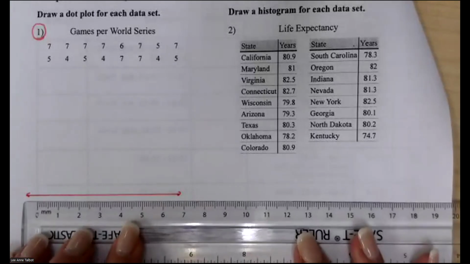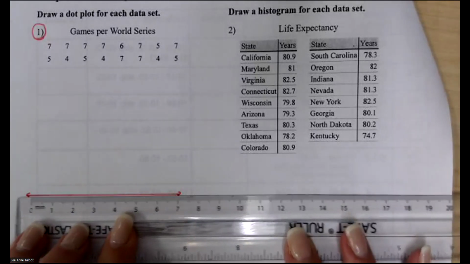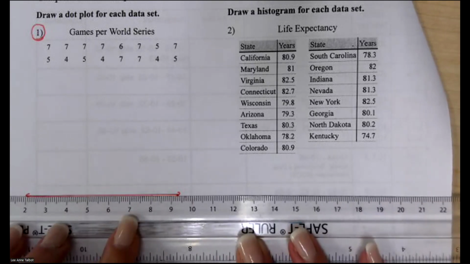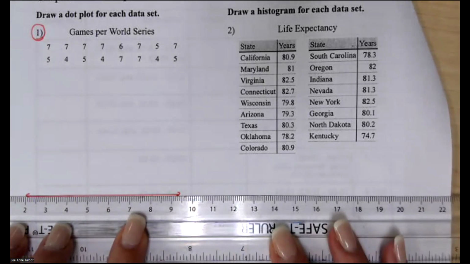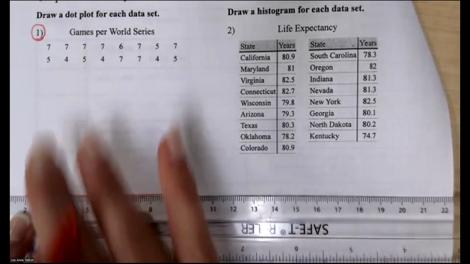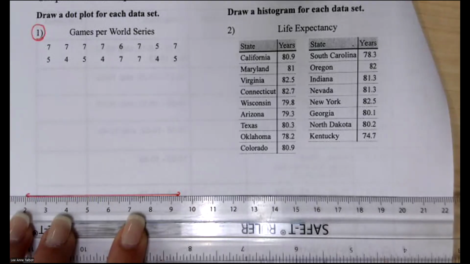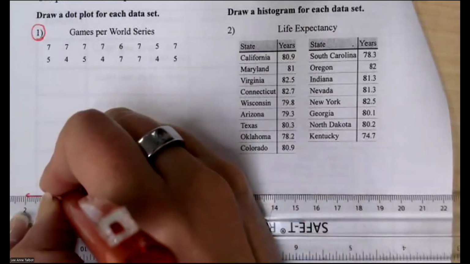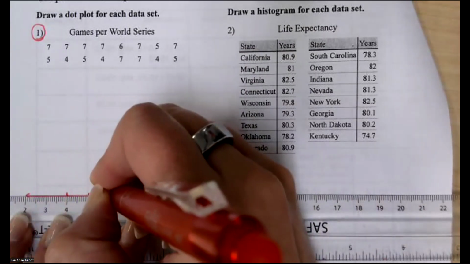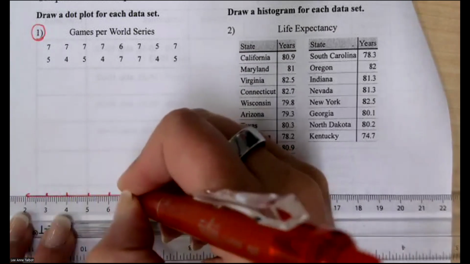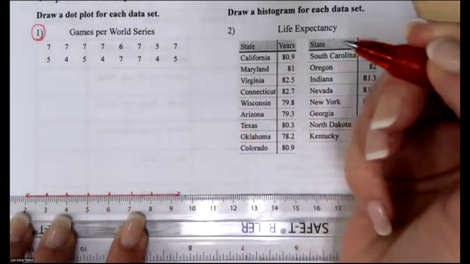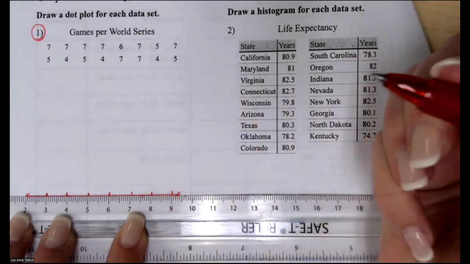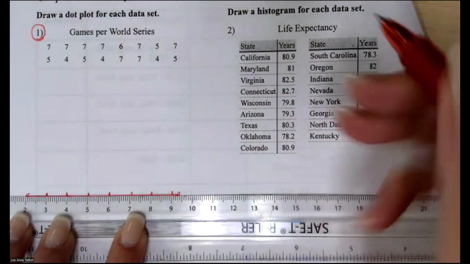And then when you're doing a dot plot, you want the axis to be evenly spaced. So I like to use the spots on the ruler. So I'm gonna mark it every centimeter. I think I did too much, but that's fine because it only goes 4 through 7, but that's okay.